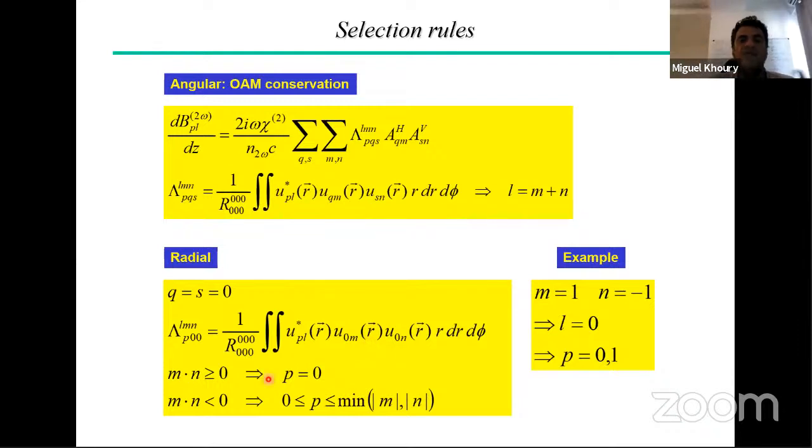However, when they have opposite signs, for example, if I combine plus one and minus one, then what happens is that the second harmonic carries the added topological charges as it should be, okay? However, you generate radial orders. So you have an additional radial order, and the selection rule here is the following. You generate radial orders from zero until the minimum between the absolute values of the topological charges being mixed.